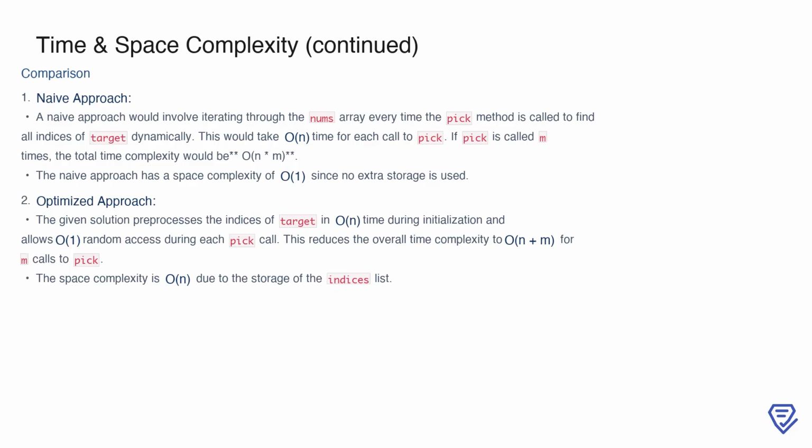In contrast, the optimized approach preprocesses the indices of the target in O(n) time during initialization, and each call to pick operates in O(1) time due to the pre-computed indices list. This reduces the overall time complexity to O(n + m) for m calls to pick. While the optimized approach does incur an additional space complexity of O(n) due to the indices list, the improvement in time efficiency makes it much more practical for repeated calls.